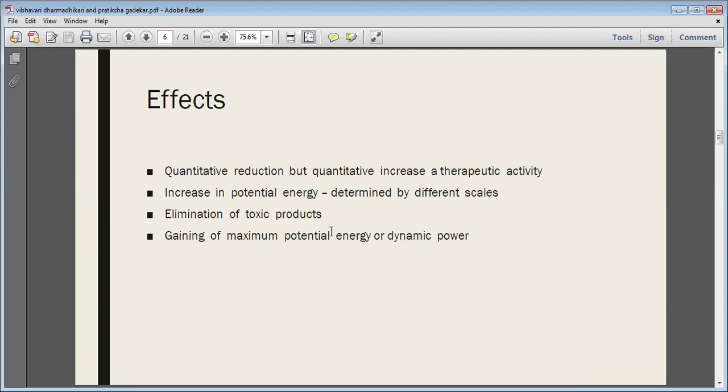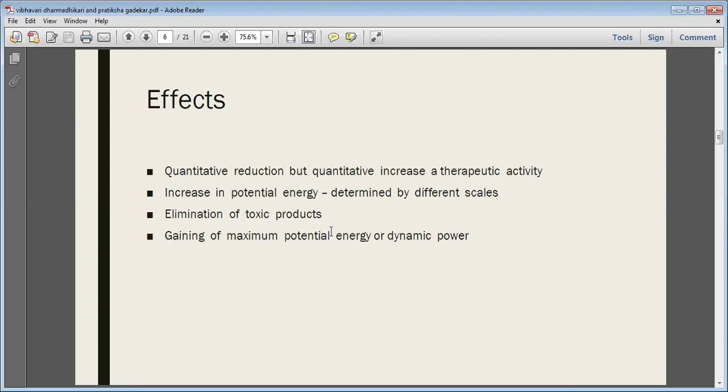Second is increase in the potential energy determined by different scales. We know through physics that potential energy is the resting energy which is present in every object. Unless and until a force is applied, that object will not move, which we have seen in Newton's first law of motion, the law of inertia. The same thing applies here also. Everything in the universe has energy, and that resting energy we call inertia or potential energy. If you activate that potential energy by giving force, then that potential energy will be converted into kinetic energy, that is, a moving energy. So here also we are converting potential energy into kinetic energy by the dynamization.